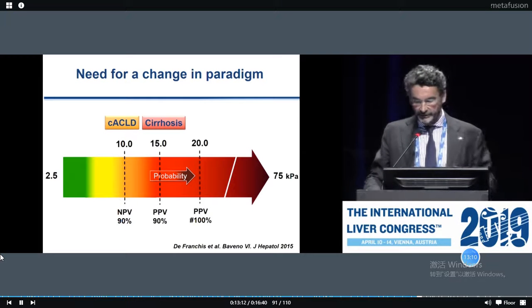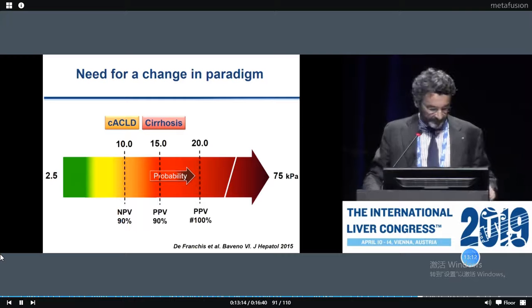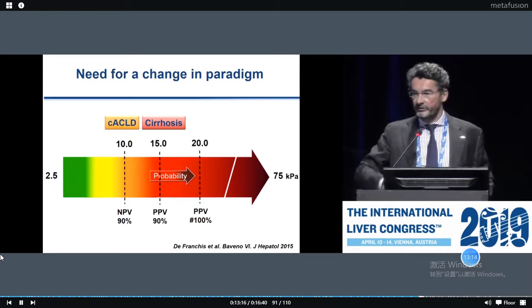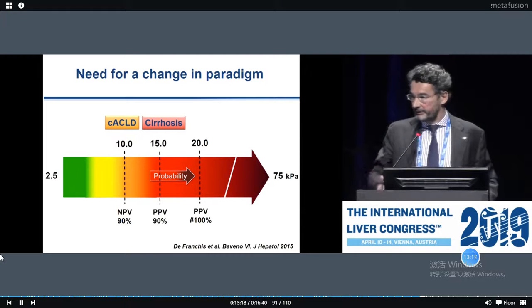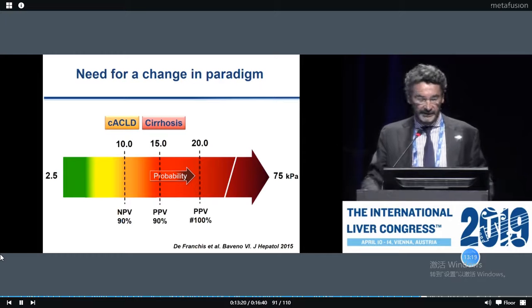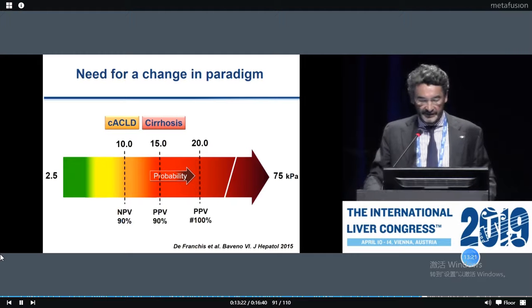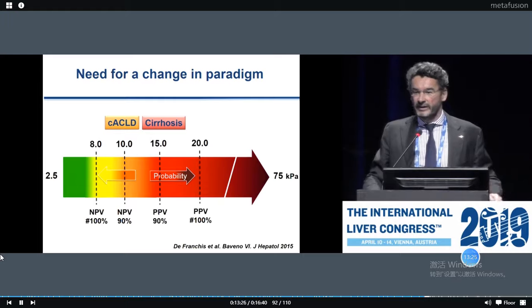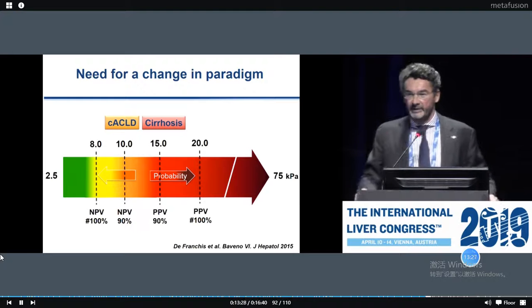And we know, for instance, if you reach 20, the positive predictive value will increase, but also the likelihood of having portal hypertension, and this will be dealt with after in the next talk, also increases. Of course, if you decrease, then you increase the negative predictive value, and 8 kilopascal is close to 100% for ruling out cirrhosis.